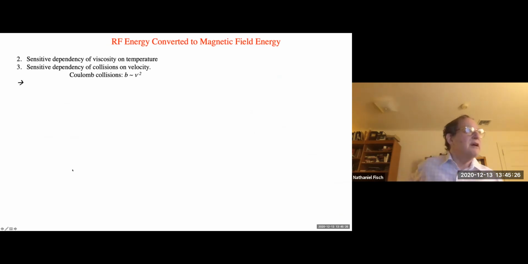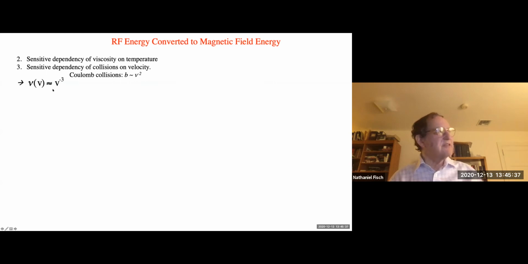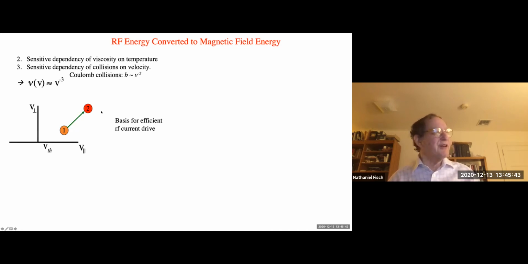So let me go just a little bit further with this paradigm. Let's make use of the fact that the collision frequency is a very sensitive function of velocity. That's the basis for RF current drive. That's also something I've worked on a lot.